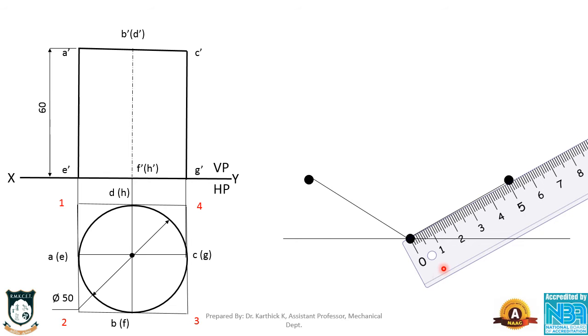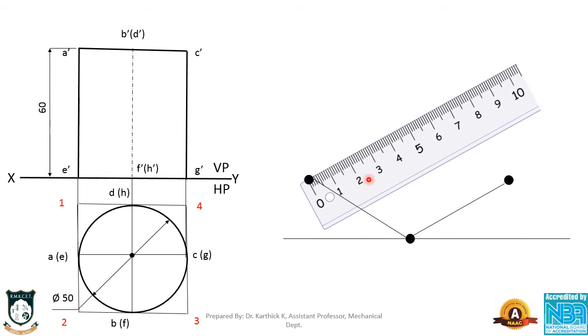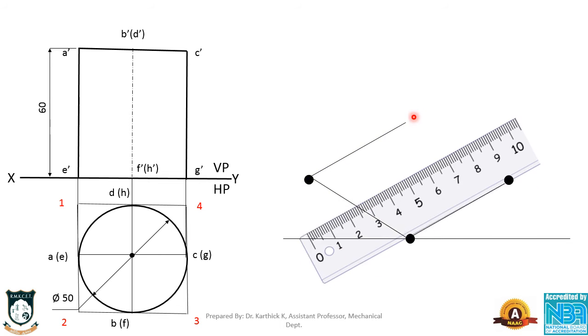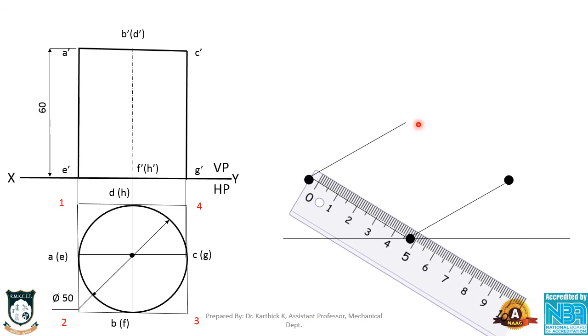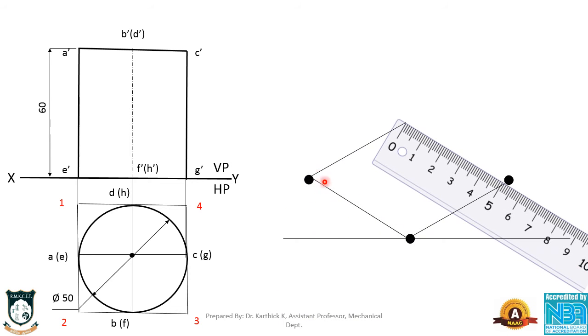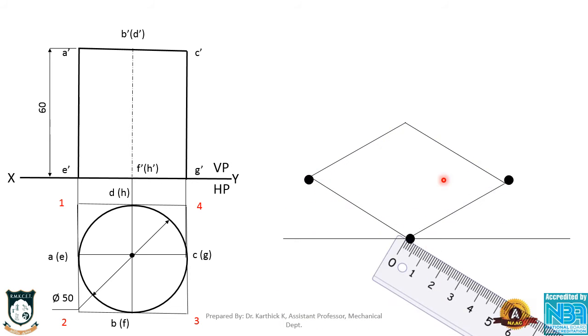Then this step is very important. You have to move your scale parallel to this line. Since these two lines are parallel, you have to move your scale parallel to this line and mark 50 mm. Similarly, you have to move your scale parallel to this line and mark 50 mm. So we have constructed the box at an angle of 30 degree.